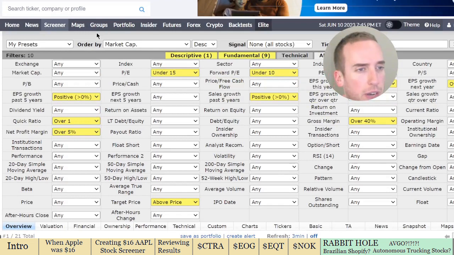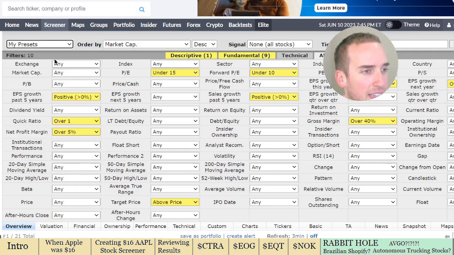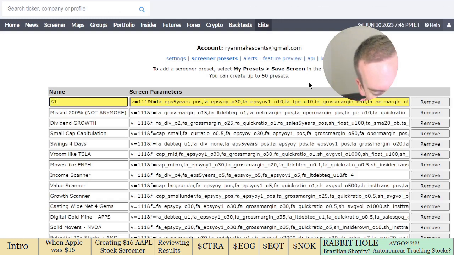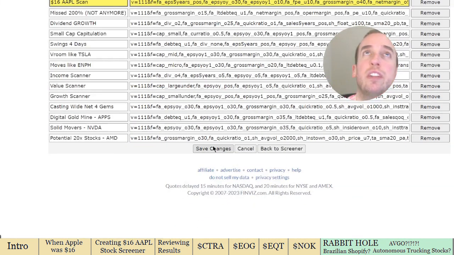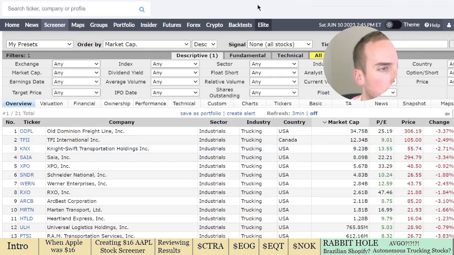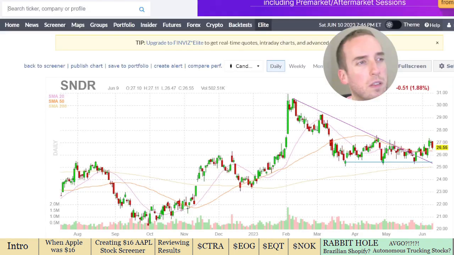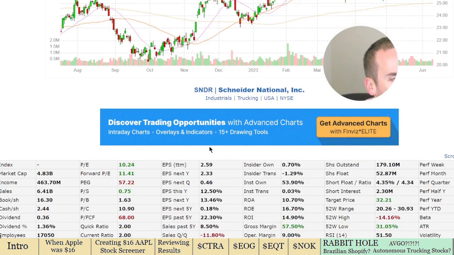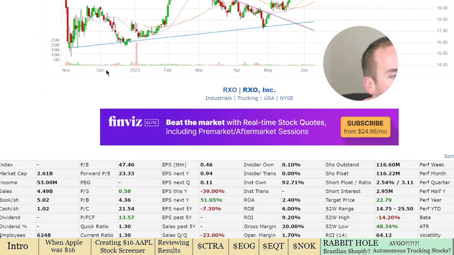We're gonna save this screener right here. Screener, and we're gonna save. And this is gonna be the $16 Apple scan. Oh wait, was it Apple? Okay, let's save it. What did I change on here? Oh, the debt. Was it the debt? Let me see. What was this? Oh, trucking again. Okay. Yeah, trucking. Okay.